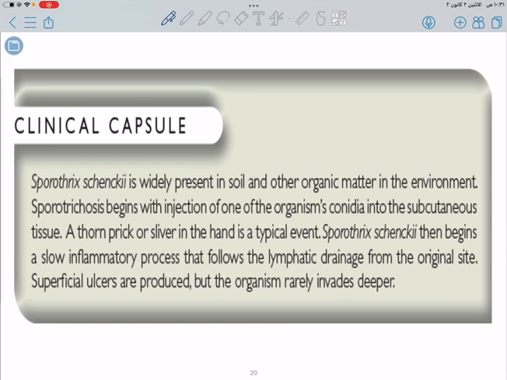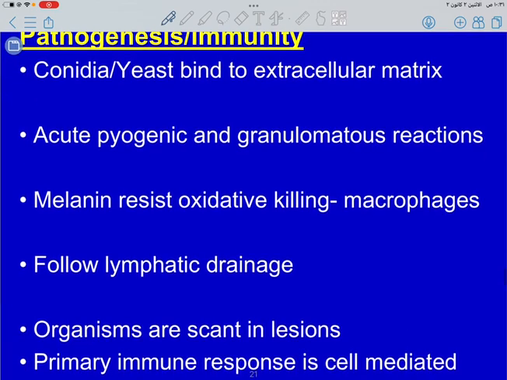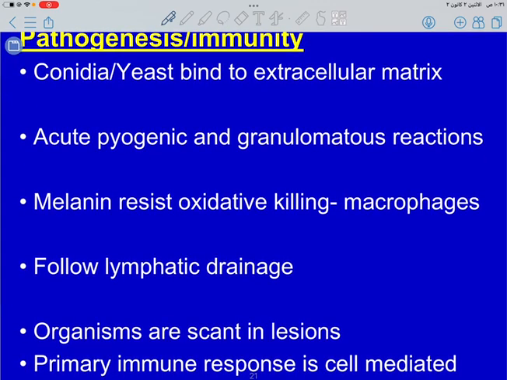Okay? Enter into the area and then begin to cause a slow inflammatory process and follow lymphatic drainage and cause superficial ulcers. And we will see a picture for it. Pathogenesis and immunity: conidia and yeast bind to extracellular matrix, can cause acute pyogenic and granulomatous lesion. Pyogenic يعني pus producing.